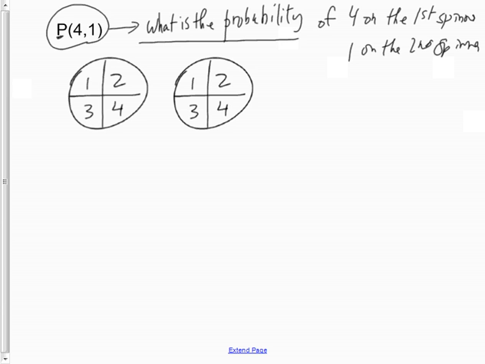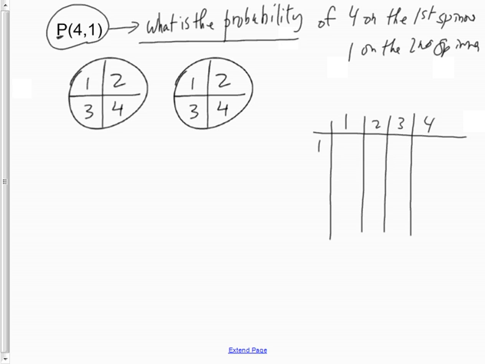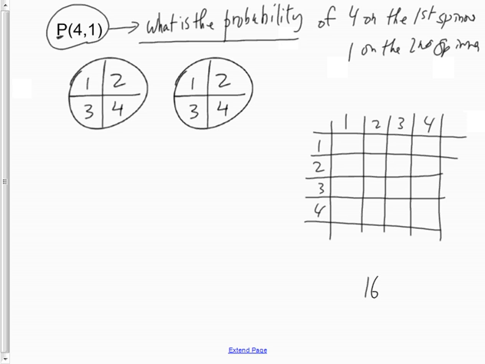By grade 8, in grade 7, you learned how to take it as a table or as a tree diagram. You learned to make it like this. You learned to see by looking at this area and counting that there were 16 possible combinations. Of those 16 possible combinations, if this was the first spin and this was the second spin, a 4 on the first spin and a 1 on the second spin would be this square right here, which would be a 1 out of 16 chance.